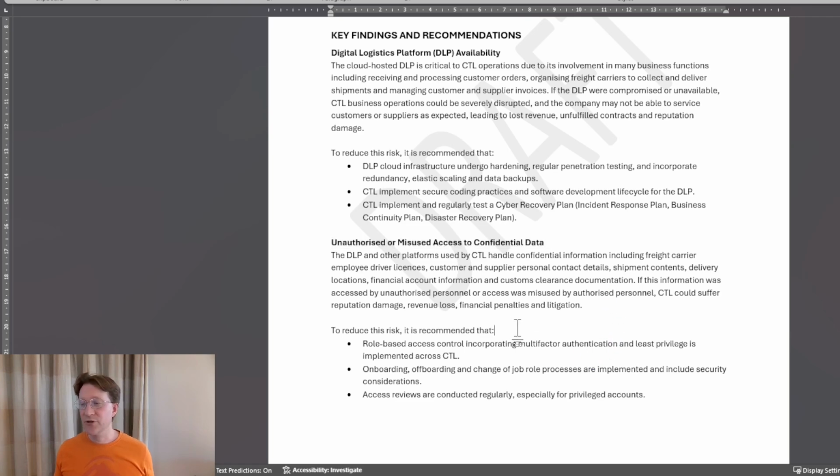Then the recommendations to reduce this risk include role-based access control, including multi-factor authentication and least privilege. Role-based access control being understanding what someone needs to do for their job and just giving them access to the bare minimum. Multi-factor authentication makes it more difficult for someone to compromise an account. If they guess a password, for example, they then need, of course, the authenticator app on someone's phone. They need the person's phone to receive a text message. Whatever the form of multi-factor authentication that's in use, it makes it harder for the account to be compromised in the first place.